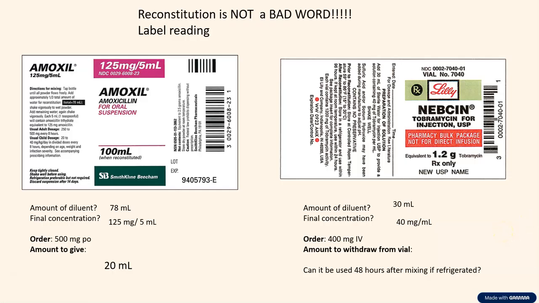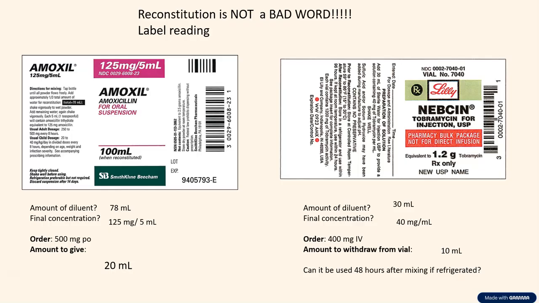The medication order is for 400 milligrams IV, and I want to know if I need to draw up 400 milligrams from this vial, how many milliliters am I going to need to withdraw? You've got all the information that you need to be able to put this into a desired over have, dimensional analysis, or ratio proportion. The amount to withdraw from the vial is 10 milliliters.